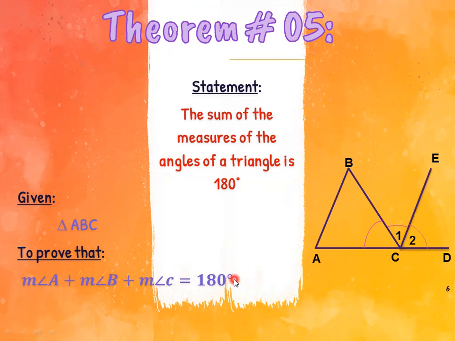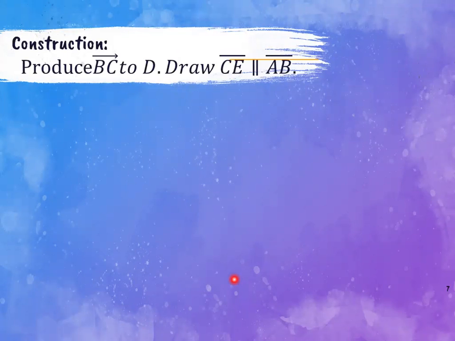This is the thing that you have to prove. But to prove this, we are going to do a small construction here. So what we are going to do, we are going to construct something. Okay, now what is given to you?